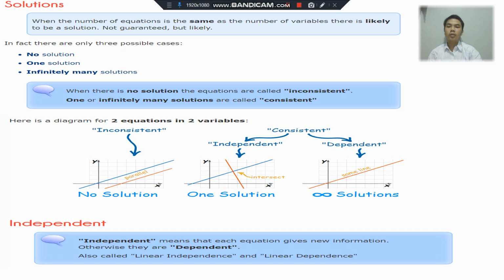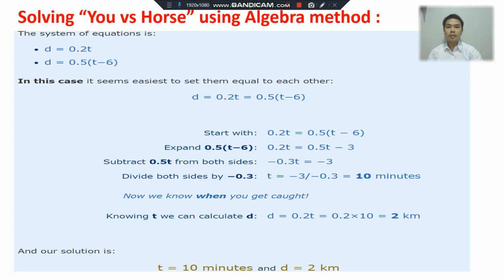That's the diagram for 2 equations in 2 variables. There is no solution, one solution, and infinite solutions: inconsistent, independent, and dependent. Independent means that an equation gives new information, otherwise they are dependent. Also called linear independence and linear dependence. Example: solving you versus horse using the algebra method.